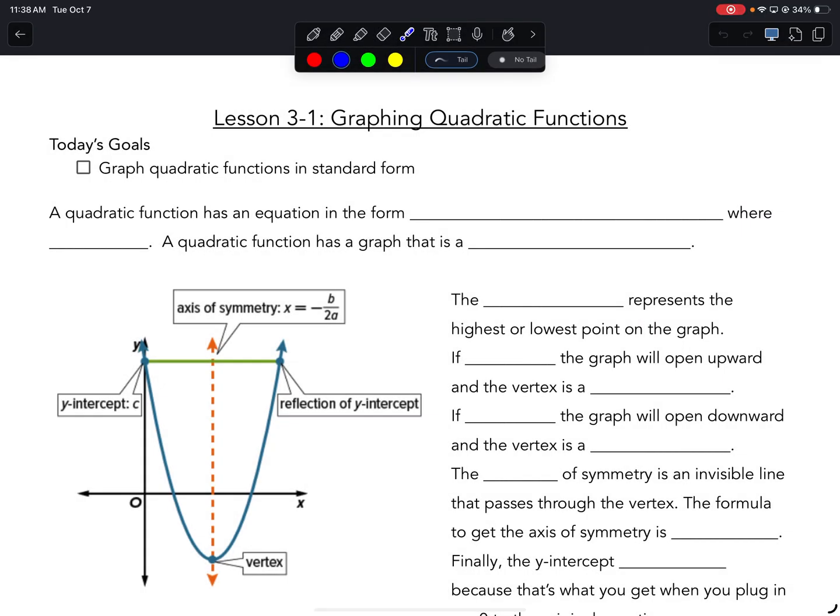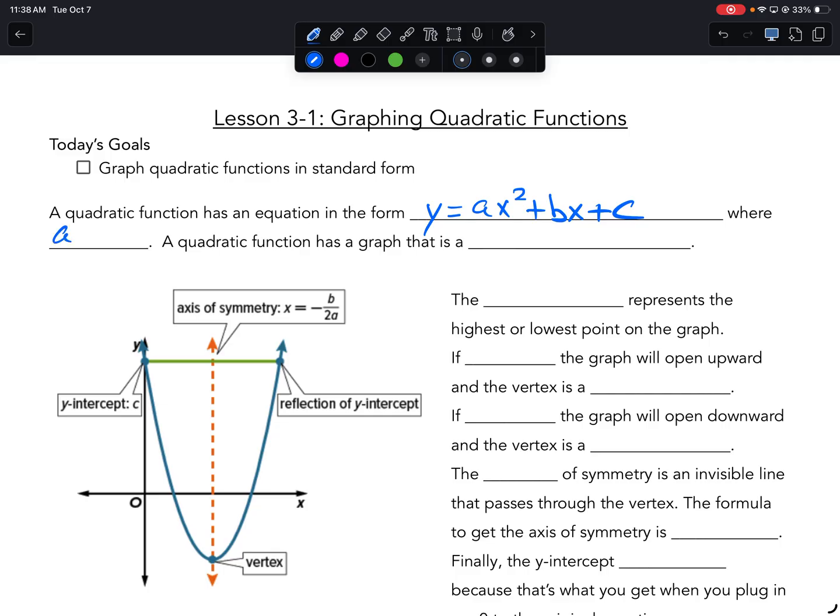So today, hey, no talk. We're doing graphing quadratic functions in order to graph them in standard form. So that begs the question, what is standard form? Standard form is y equals ax squared plus bx plus c.